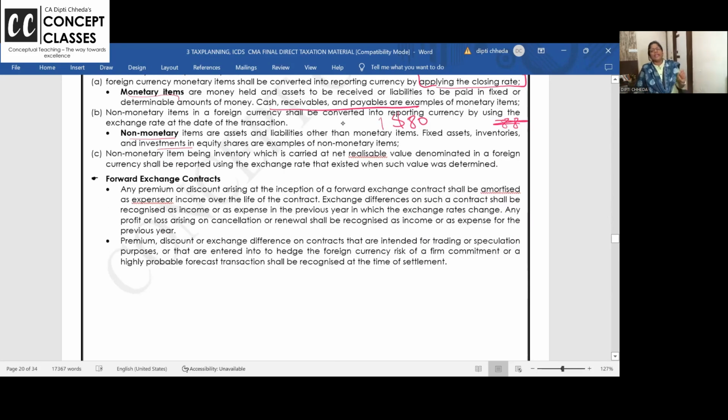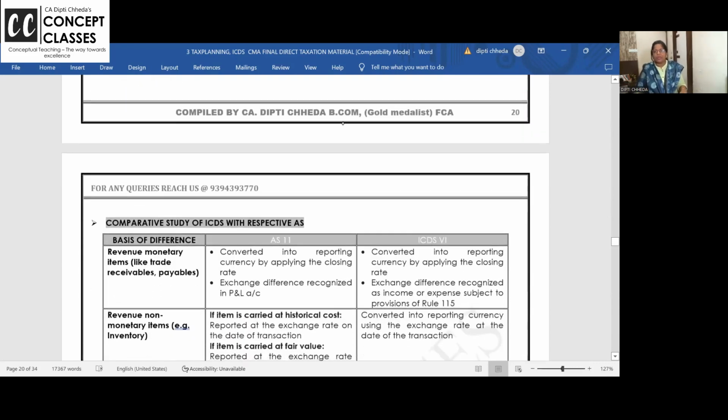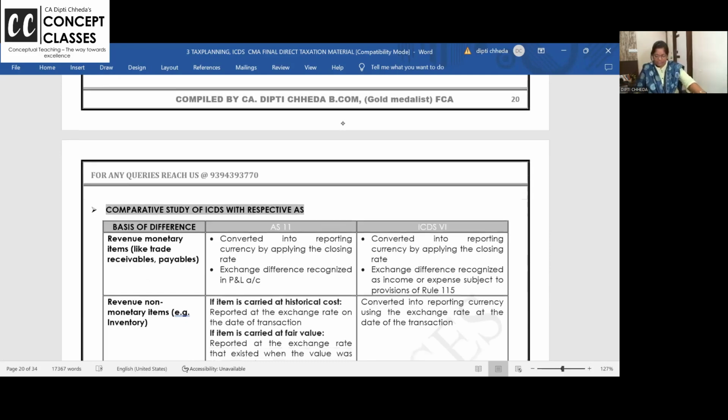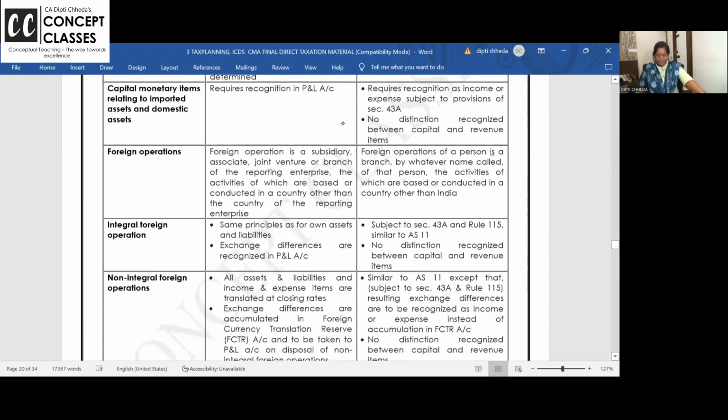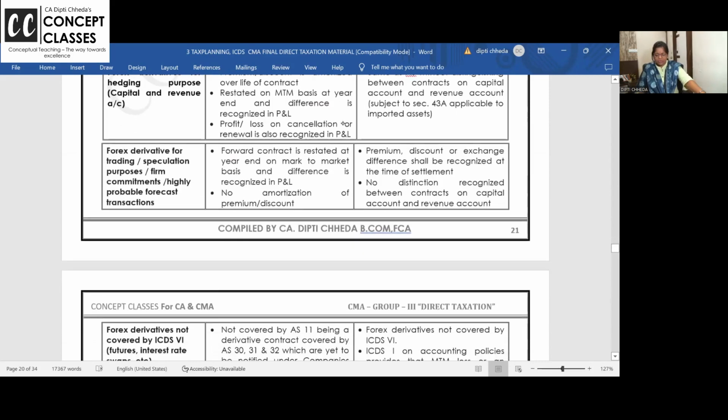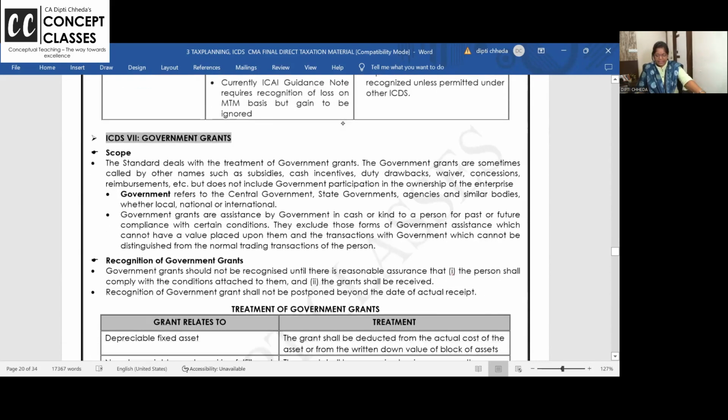Next is forward exchange contract. So forward exchange contract, if you are doing it for covering the risk of your business, divide the premium over the period of contract. If you are doing forward exchange just for hedging and just risk taking, then on the date of settlement, whatever it is, you take the action. For this forward exchange, I have given one flow chart. Dear students, in your notebook, read that.